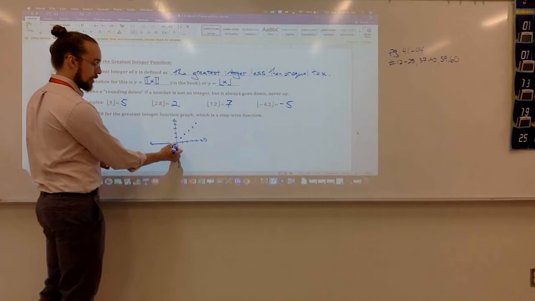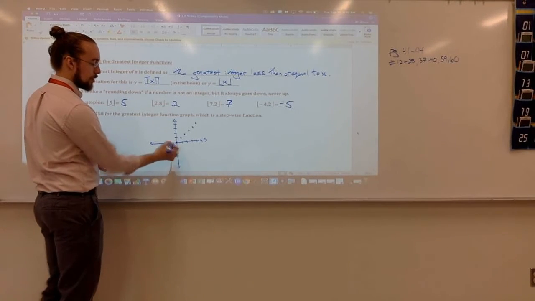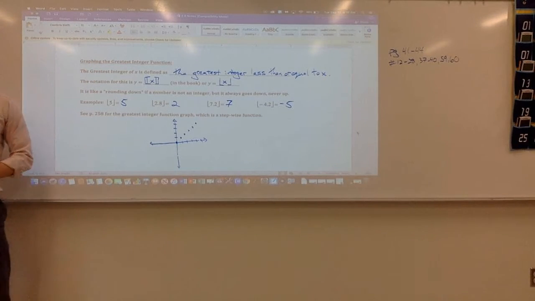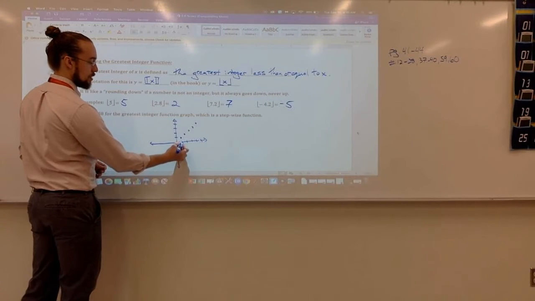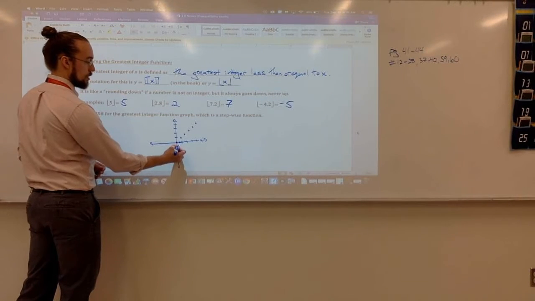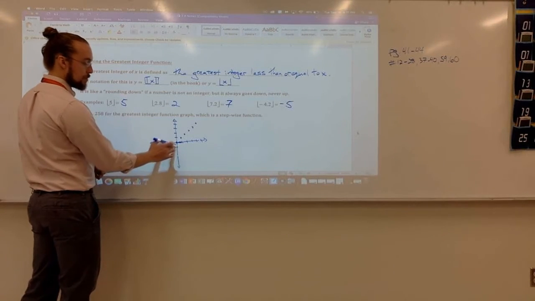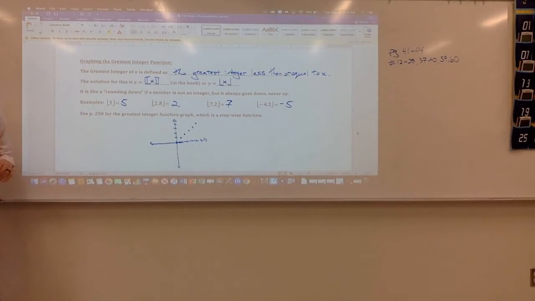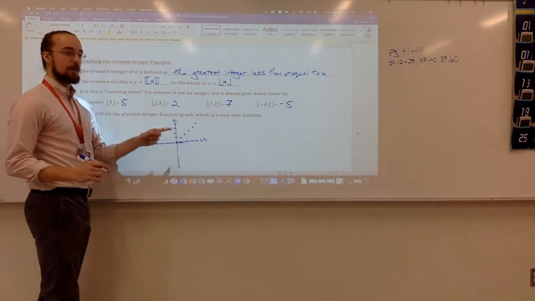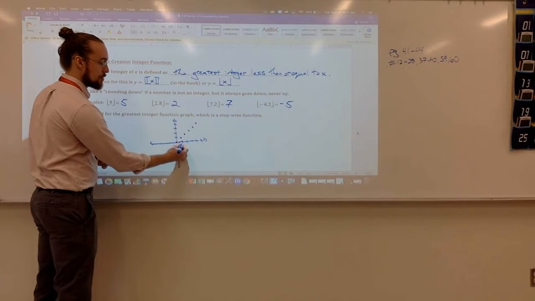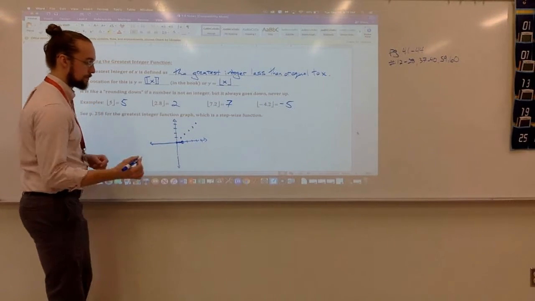I guess we can do 0, 0 as well, right? So what if I plug 1/2 in? What do I get? 0. What about 3/4? 0. Right? So what ends up happening, from 0 all the way up to 1, it's going to be a horizontal piece. But at 1, I jump up, right? So at the end of this, we're going to have an open circle.